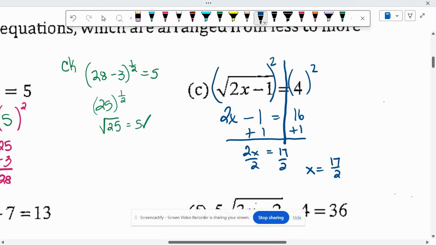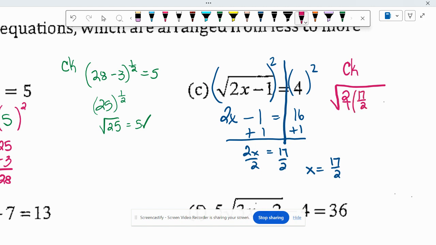Well, I have to check it, right? I have to plug it in up top and check that. So when I do my check, I have the square root of 2, and I'm going to write it as 2 over 1 times 17 halves minus 1. I'm going to say that equals 4. Remember with fractions, when you're multiplying fractions, you can cross reduce. So the 2's cancel out. The numerator 2 and denominator 2 cancel out. So this really just says the square root of 17 minus 1 equals 4. Well, what is 17 minus 1? 16. So that says the square root of 16 equals 4. Is that true? Yes, it is.